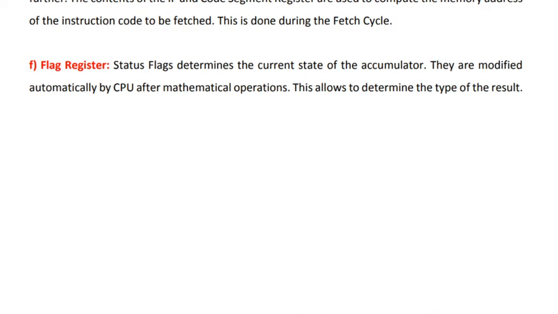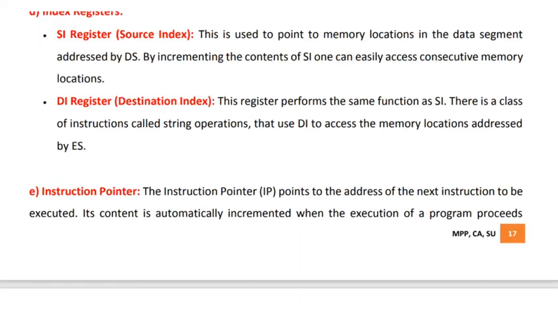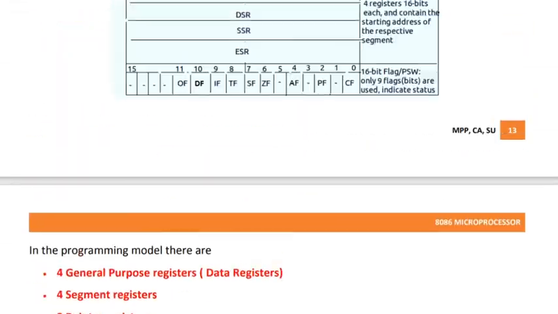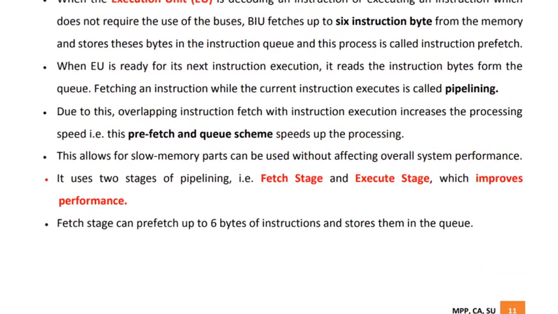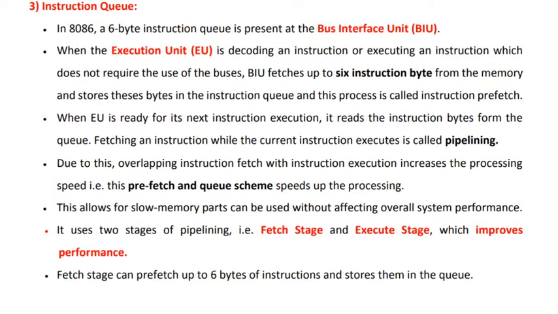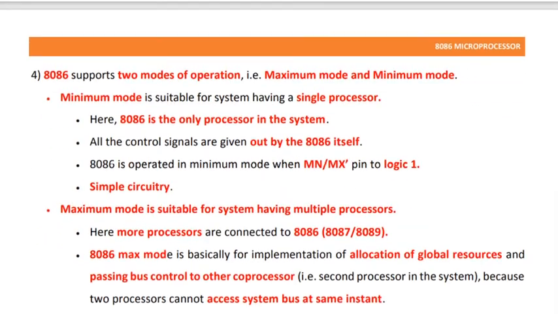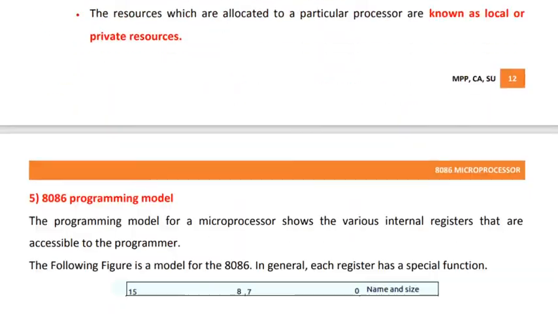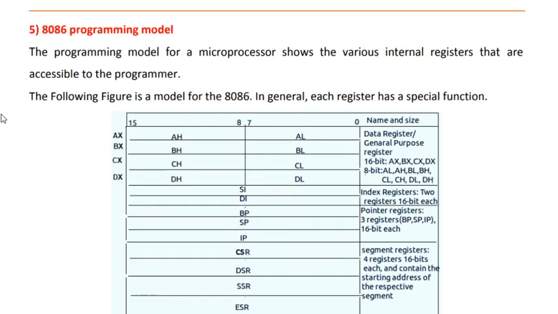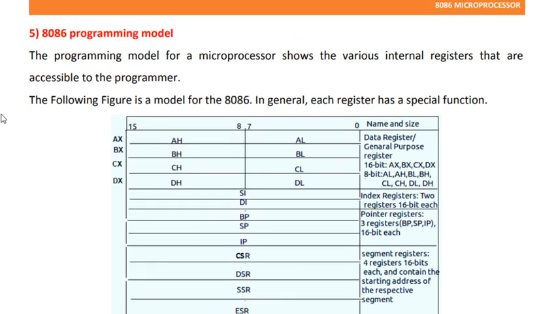In today's class, we have learned about 3 important features of the 8086 microprocessor. We learned about the instruction queue and its utility. We learned about the various operational modes of the 8086 microprocessor, and then we discussed the programming model, where we covered the 14 CPU hardware registers of the 8086 microprocessor.